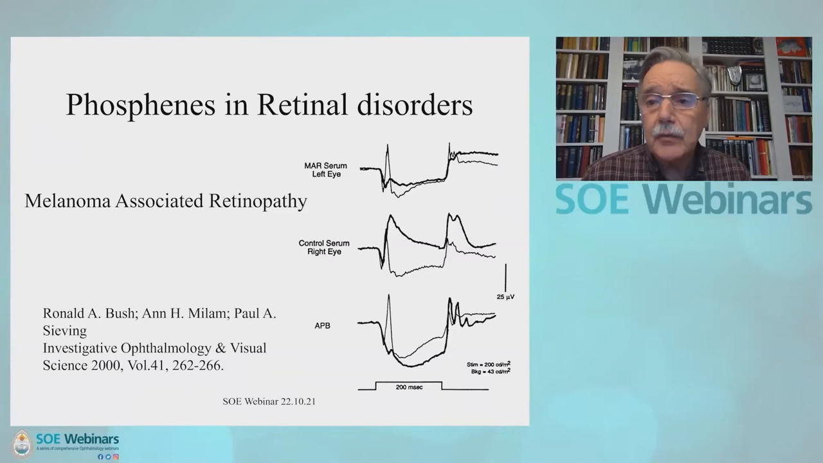Another retinal cause of phosphenes is melanoma-associated retinopathy. And this is a very interesting one because it's not due to structural damage. It's due to an antibody which is blocking the effect of the on bipolar cells. And this causes nyctalopia and also constant phosphenes, which can be very disruptive.